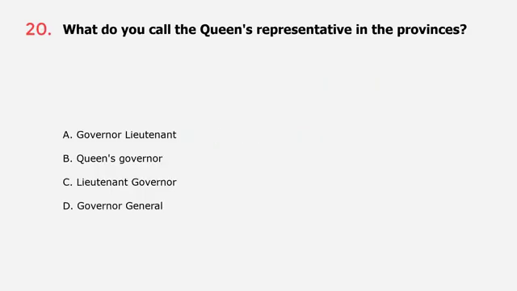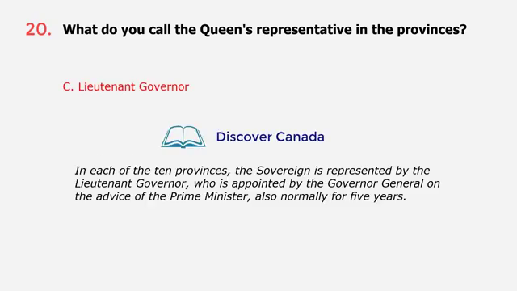Question 20. What do you call the Queen's representative in the provinces? A. Governor Lieutenant. B. Queen's Governor. C. Lieutenant Governor. D. Governor General. The answer is C. Lieutenant Governor.